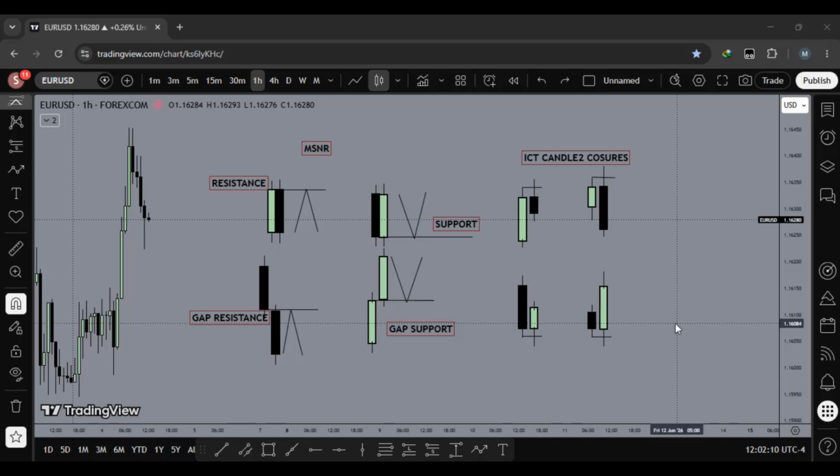What if I told you the problem isn't Malaysian SNR? The problem is in how you're actually trading it.